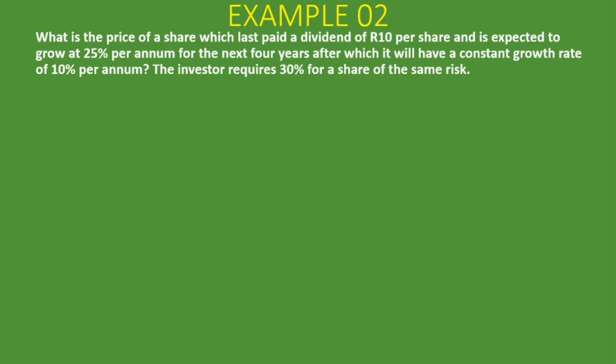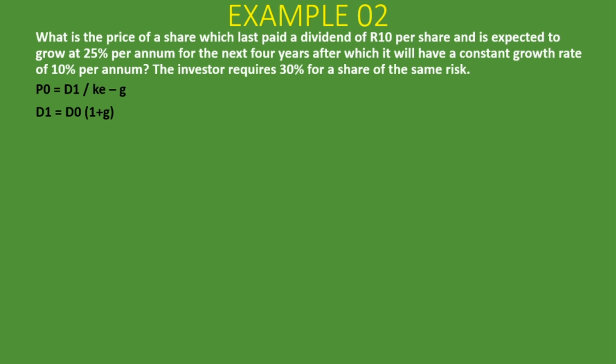Okay, so where's our formula? Here's our formula again. P0 equals D1 divided by KE minus G, and D1 we get by taking D0 times 1 plus G. So what are we told here? We are told: what is the price of a share which last paid a dividend of 10 rand per share and is expected to grow at 25% per annum for the next 4 years, after which it will have a constant growth rate of 10% per annum. The investor requires 30% for a share of the same risk.